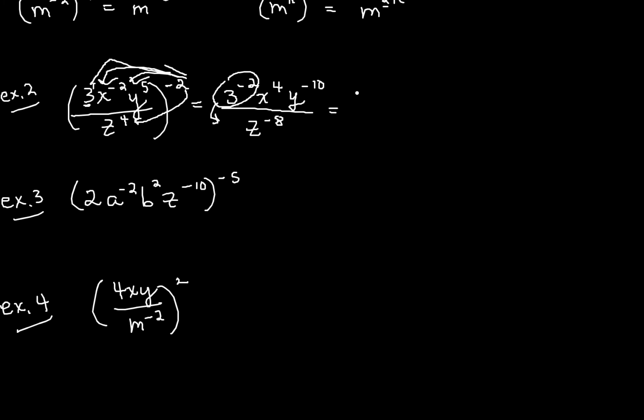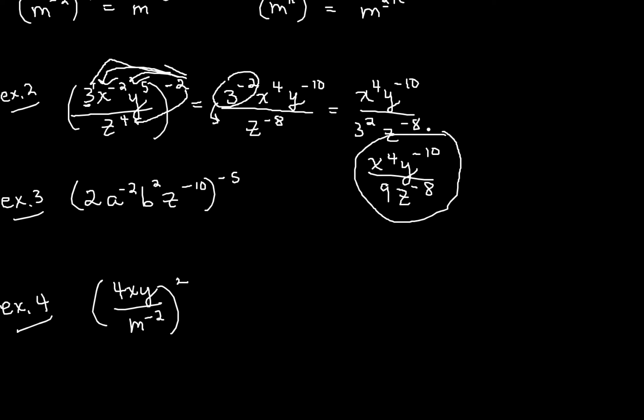So you're going to get x to the 4th, y to the negative 10, over, this would be 3 squared, z to the negative 8. And even this isn't done. We're going to say x to the 4th, y to the negative 10, all over 9z to the negative 8. So you do have to multiply your number out. You're raising it to a power, so it would be 3 times 3, not 6. Be very careful on those.